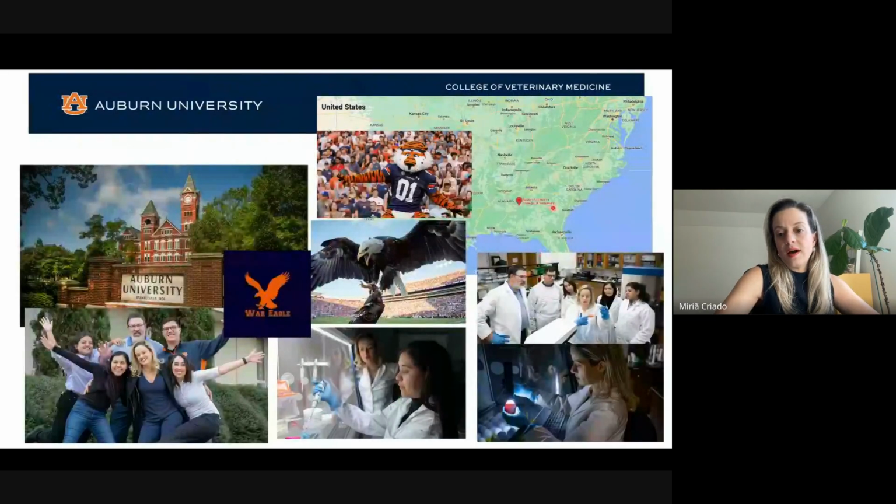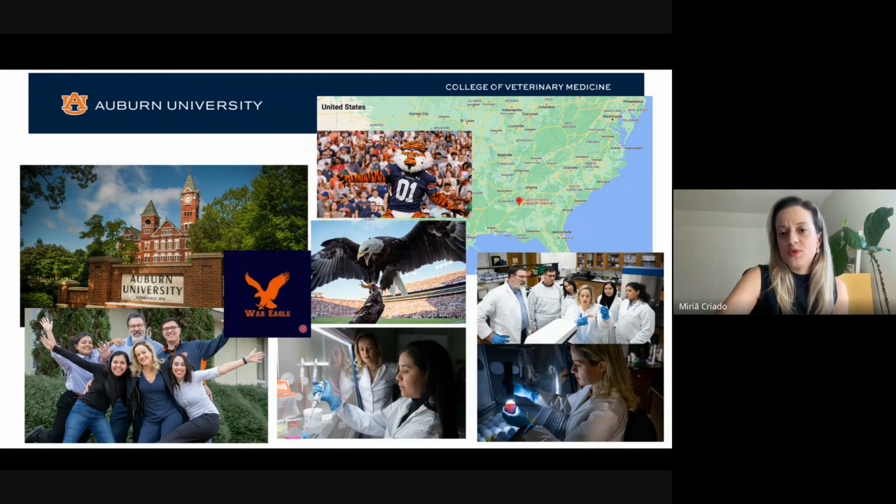I just want to say, for the ones who didn't know where Auburn University is, we are here in Auburn. It's in Alabama, in the south of the US, really close to Florida. And people in the south, especially in college towns, are crazy about football. In our case, we have two mascots, the tiger and also the eagle. This is the reason we call it War Eagle.